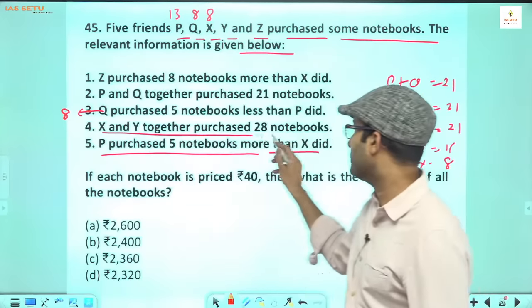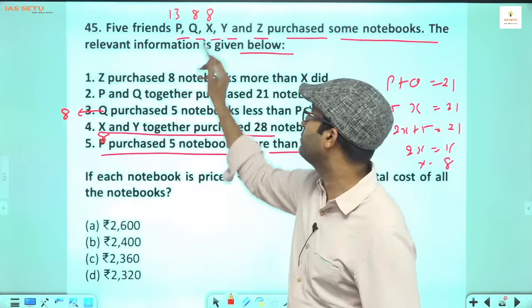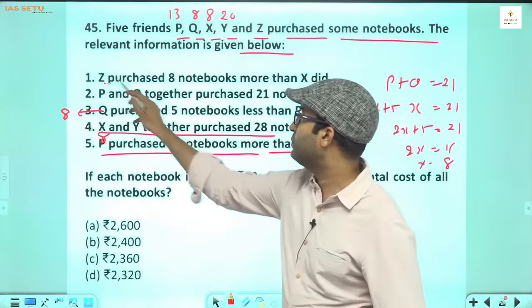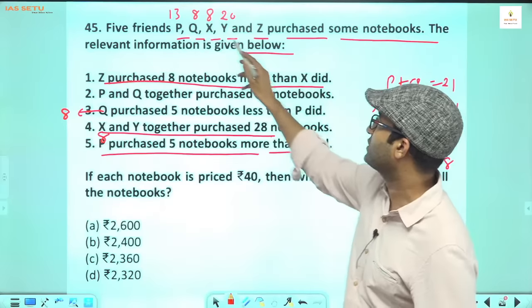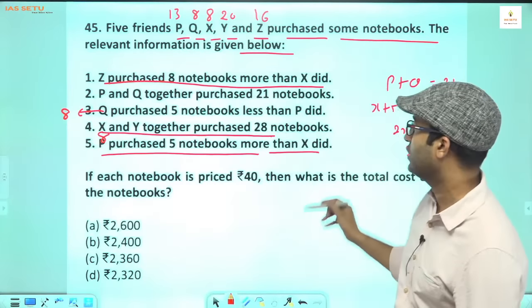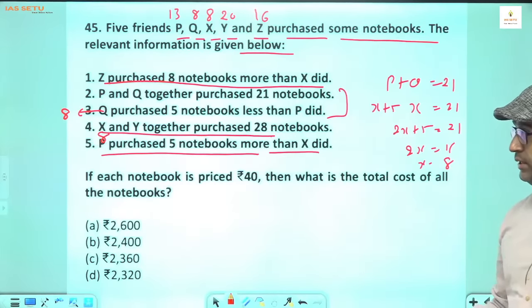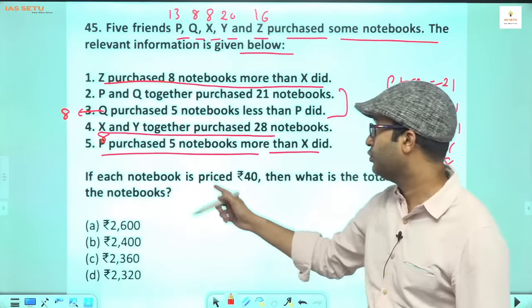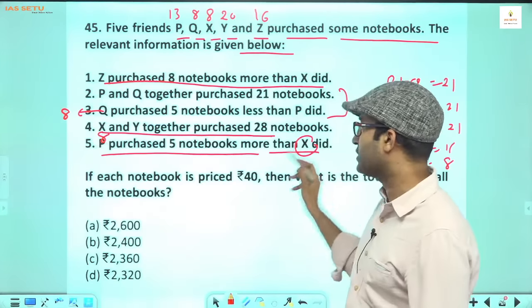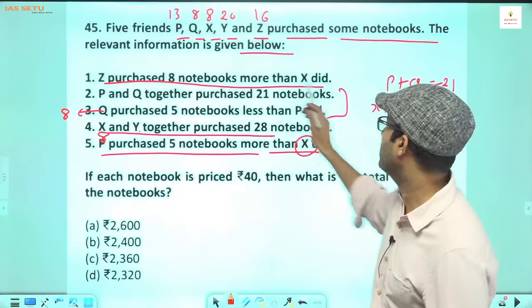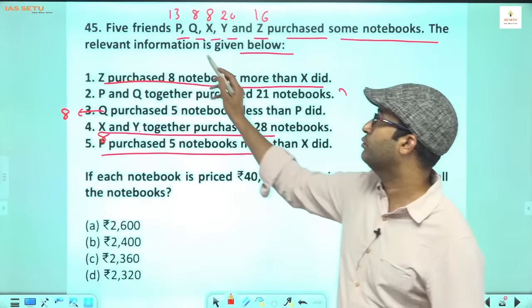X and Y together purchase 28. If X is 8, then Y has purchased 20. Z purchases 8 notebooks more than X. If X purchases 8, Z purchases 16. So based on the second and third statements, you can find the value of P and Q. Then you can find the value of X, then Y, then Z. How many total notebooks will there be?